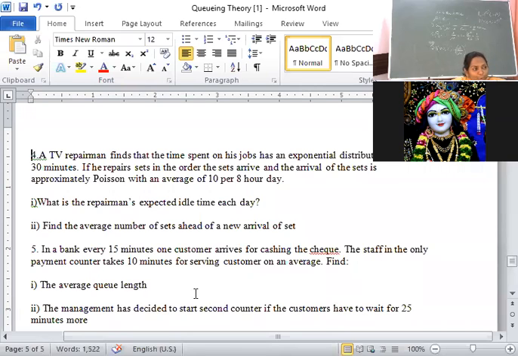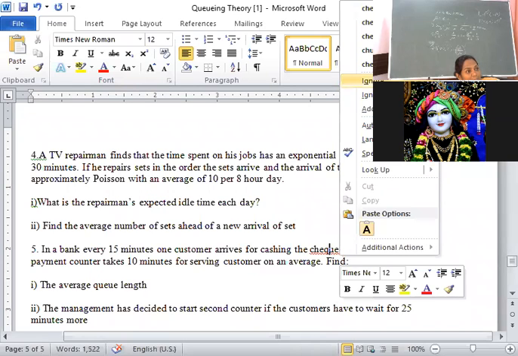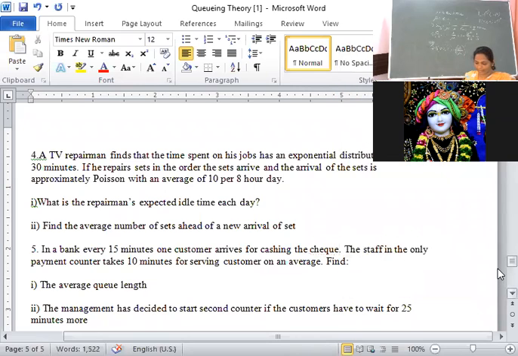What is mu for the fourth problem, students? Forty-eight. Mu 14. 48 minutes. Okay, you have converted in terms of minutes. One is given in terms of hours. Anyway, you can do it.